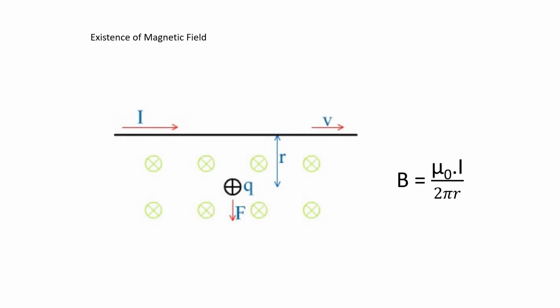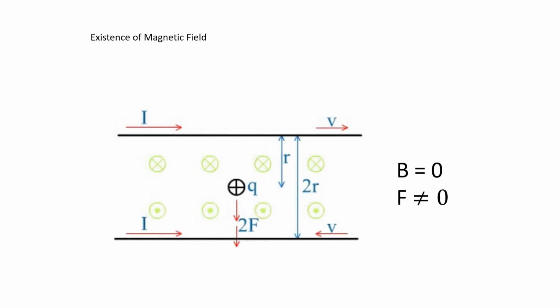If the particle is used as the reference frame, then the wire becomes the moving part. The stationary particle feels a downward magnetic force like before. Now we add another wire below the particle with the same direction of electric current but physically moving in the opposite direction to the first wire. In the place where the particle resides, B equals 0 because the second wire produces magnetic fields with the same magnitude but opposite direction to the first wire. Nevertheless, the second wire gives a down force as much as the first, thus the resultant force becomes twice.